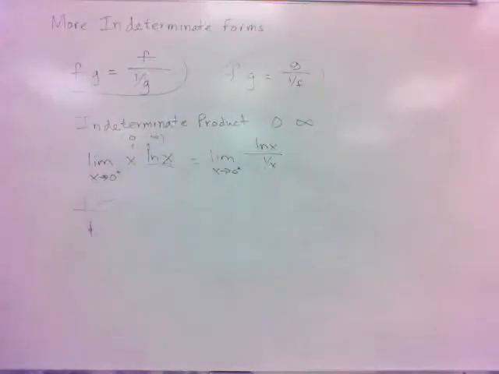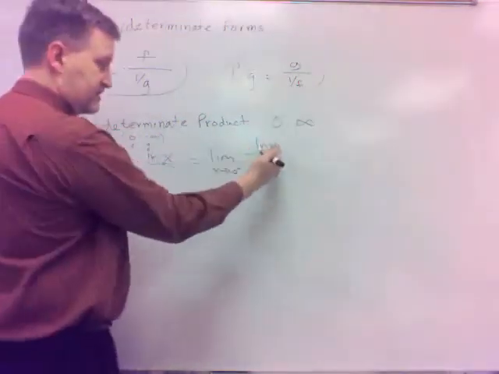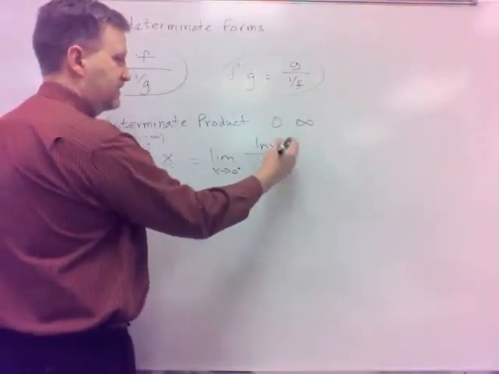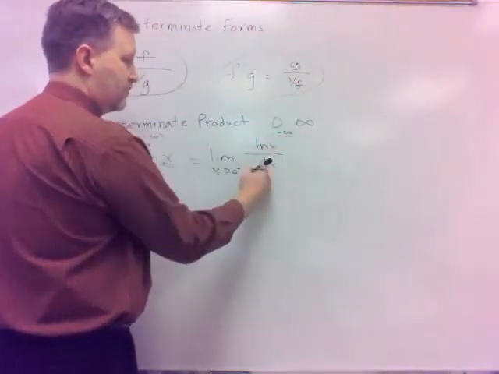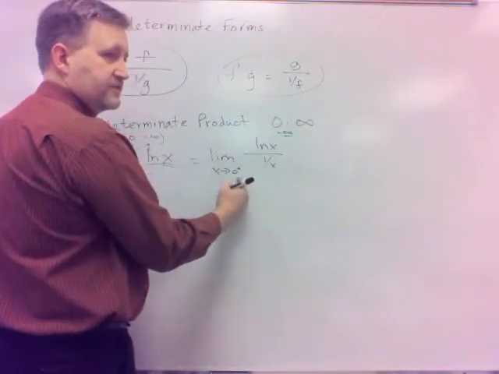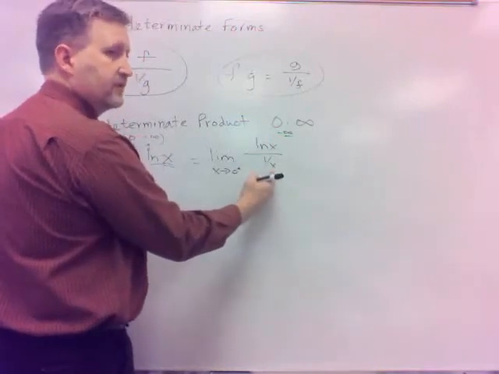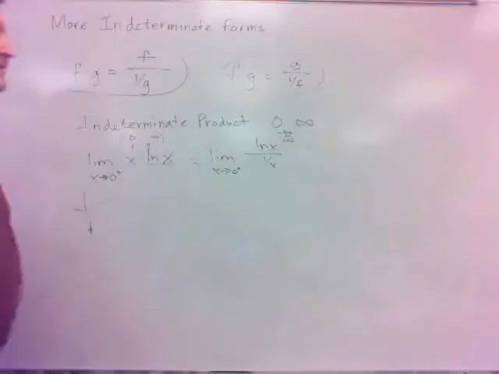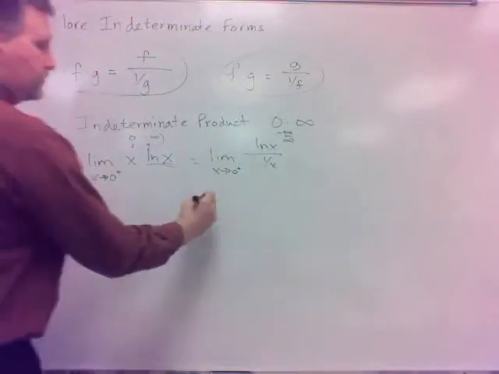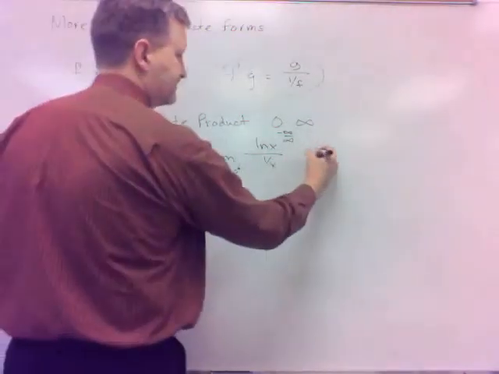Okay? Now why would I do that? Well, notice now we have a L'Hopital. Because this is infinity, well, it's negative infinity. This 1 over x, if x goes to 0, what does that go to? So I have infinity over infinity, or negative infinity over infinity. So I can do L'Hopital.